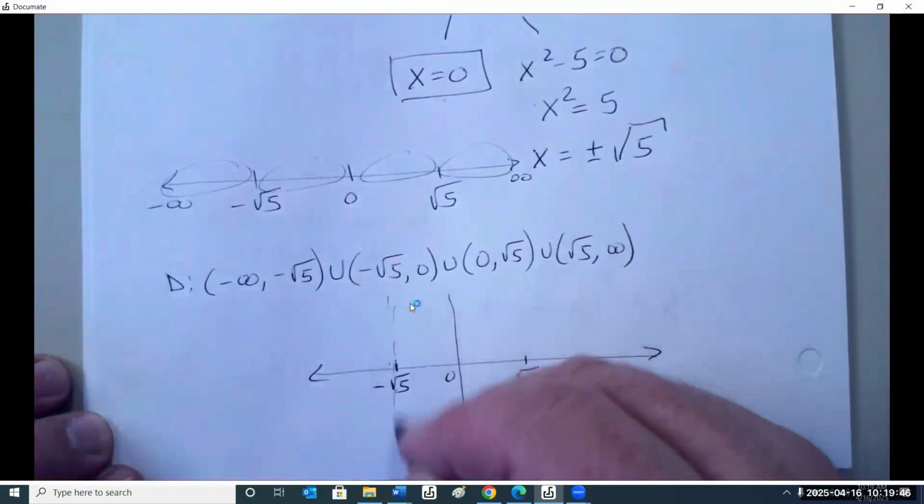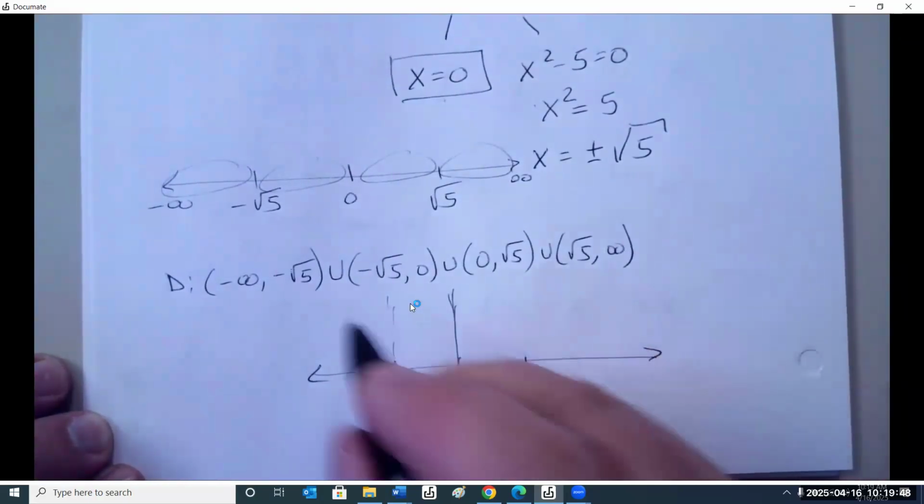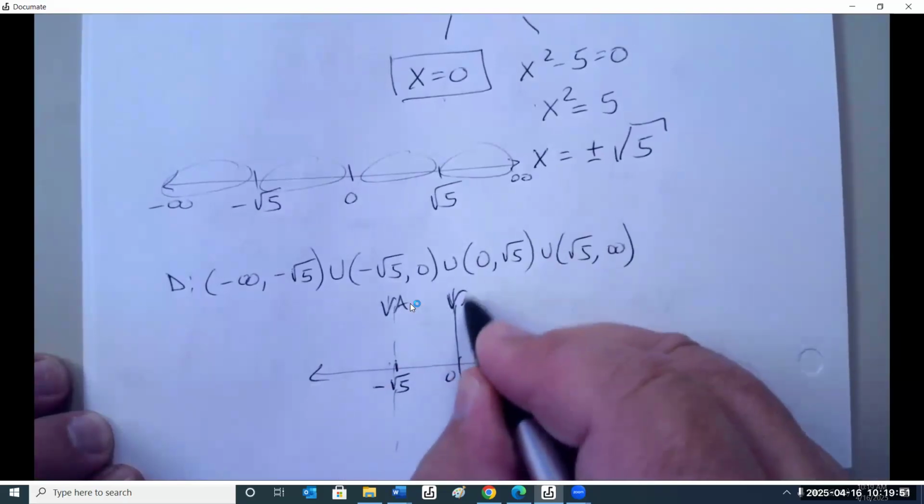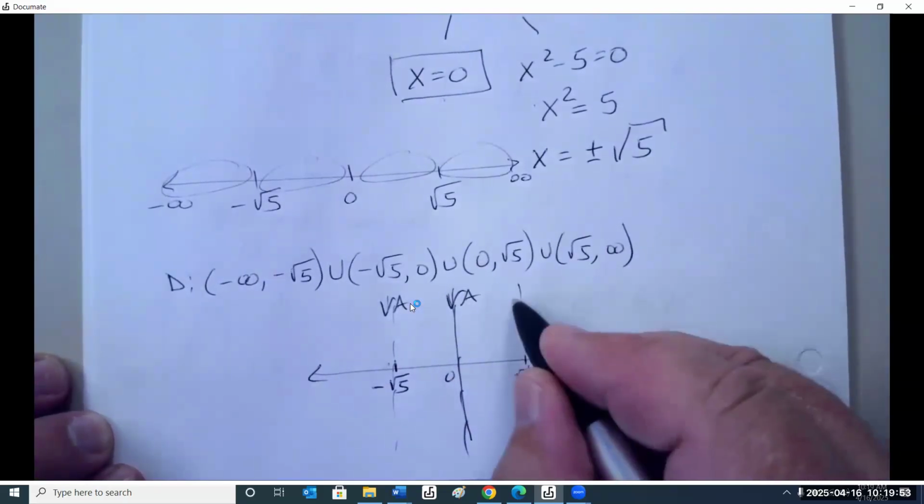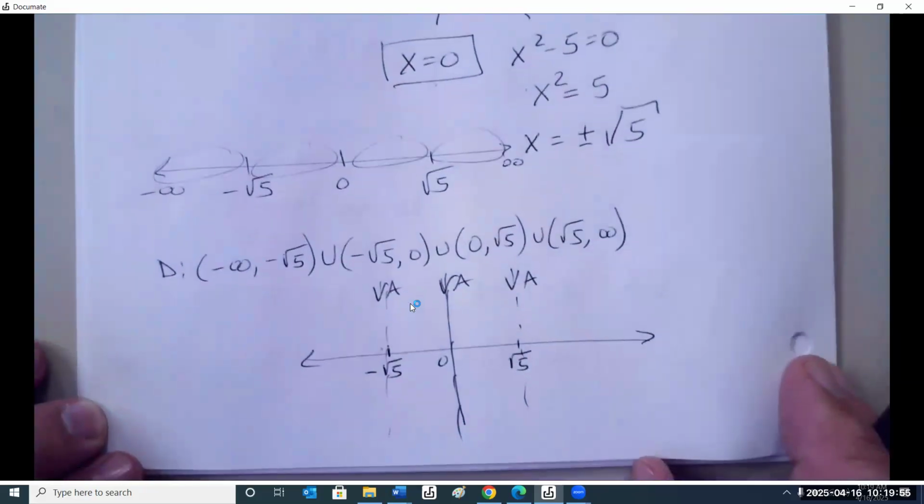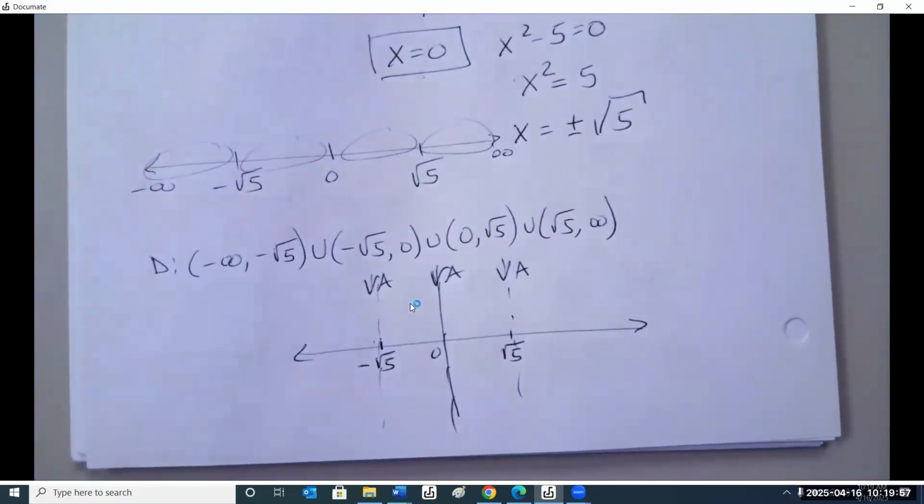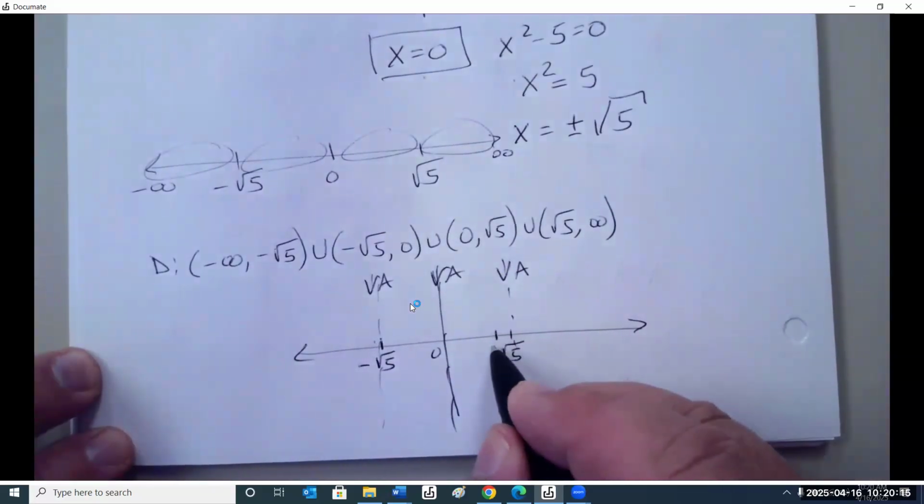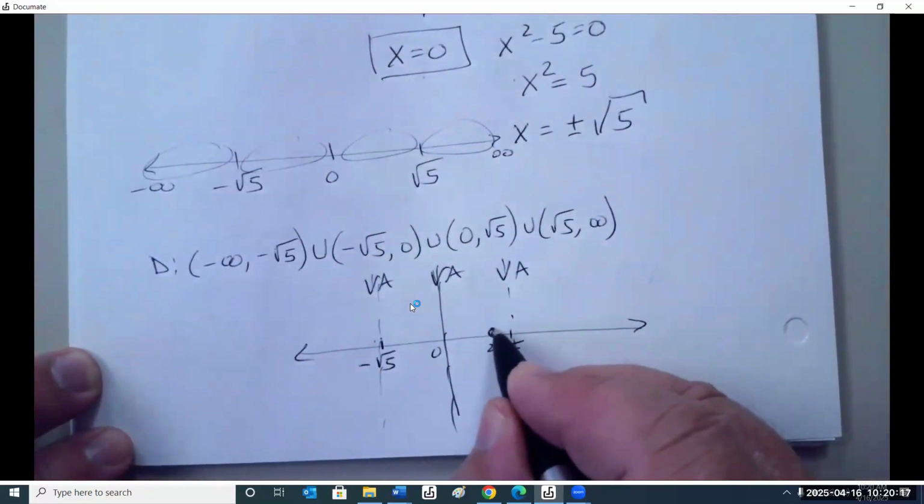So we have our vertical asymptotes here. This is a vertical asymptote. That's a vertical asymptote. And that's a vertical asymptote. We have an x-intercept where? At 2, 0. Square root of 5, is that bigger or smaller than 2? It's bigger. So 2 would be over here somewhere. So we have an intercept here.